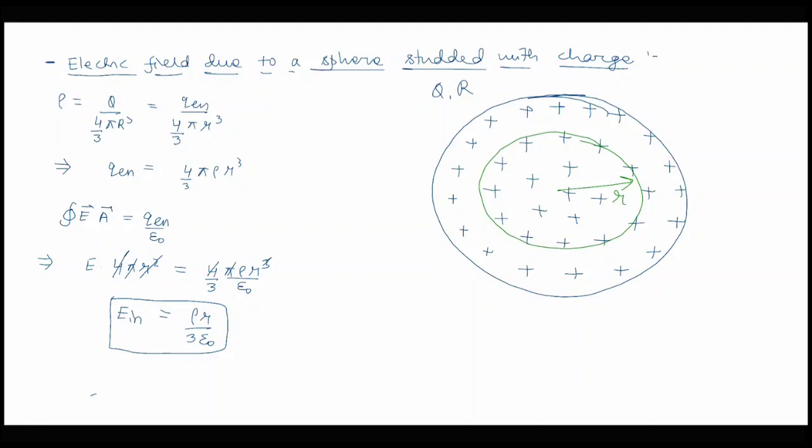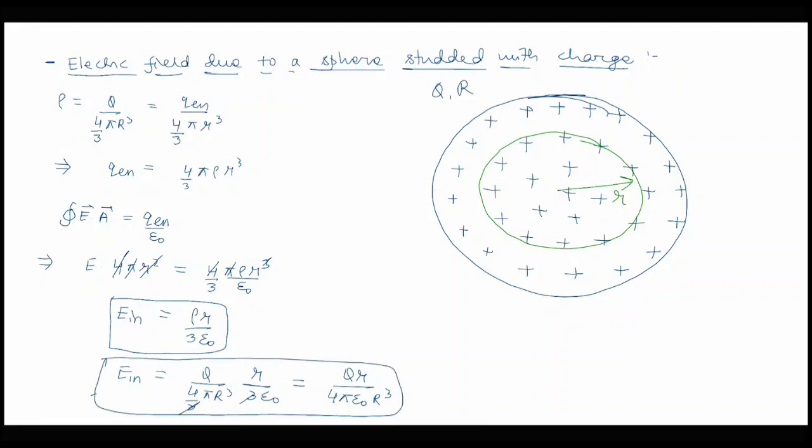If you wish to put rho in terms of the total charge, we can modify this expression in this way as well. Rho can be written as Q upon 4 by 3 pi capital R cube, and then upon 3 epsilon naught. So we will get this term as Q r by 4 pi epsilon naught R cube. This is also one possible equation for electric field inside an insulating sphere studded with charge.